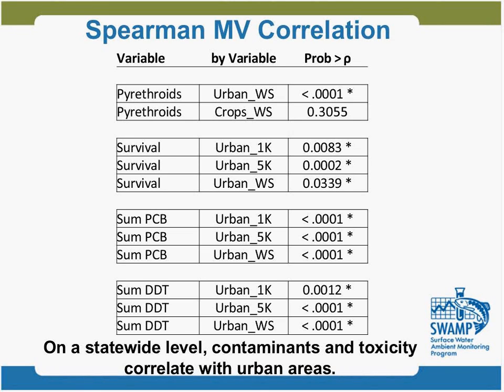The take-home information from this is that the correlations between things like pyrethroids, amphipod survival, PCBs, or DDT are stronger with urban land use than with the other land use categories. To us, the highlight of this is that on a statewide level, contaminants and toxicity correlate with urban areas.